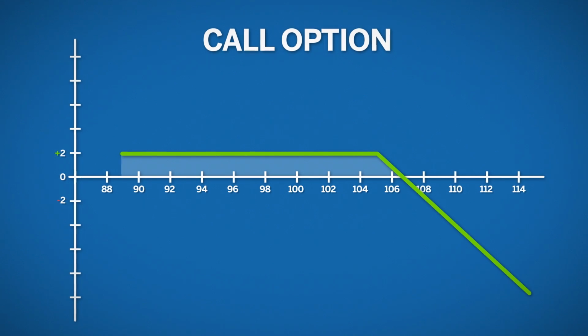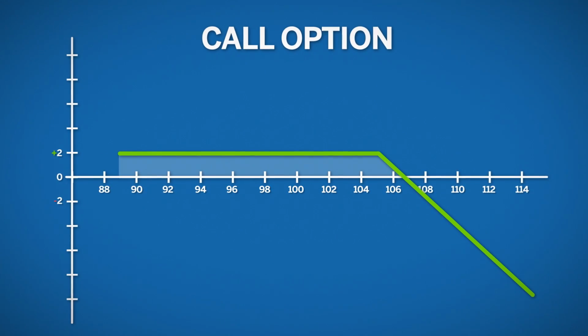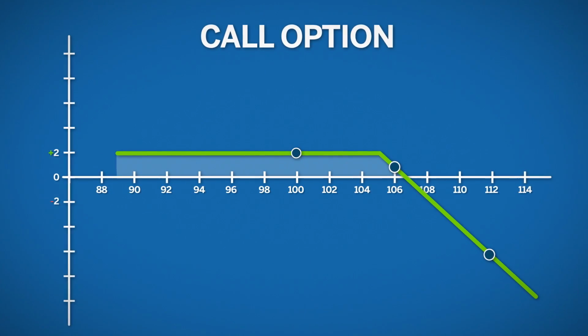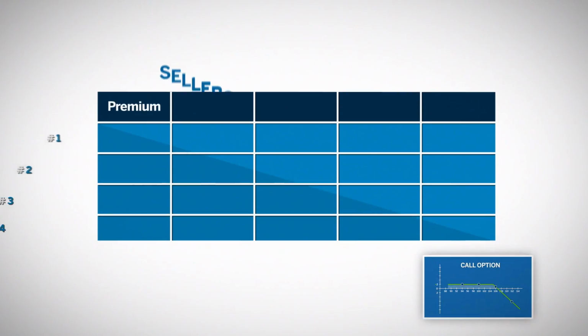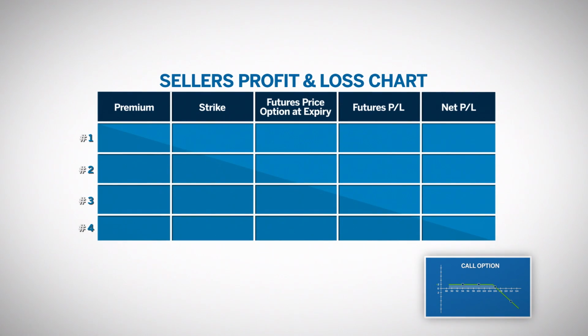Let's look at a few different possible outcomes for the futures price at 112, 106, 100, and 94. To understand the profit and loss, let's look at the math for each of these potential scenarios. You sold the option and collected $2 in premium. For each scenario, the premium column will be $2, and the strike price is 105. This is the price at which you are obligated to sell the futures contract if you are assigned.